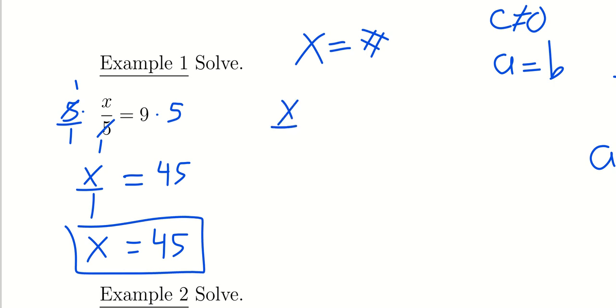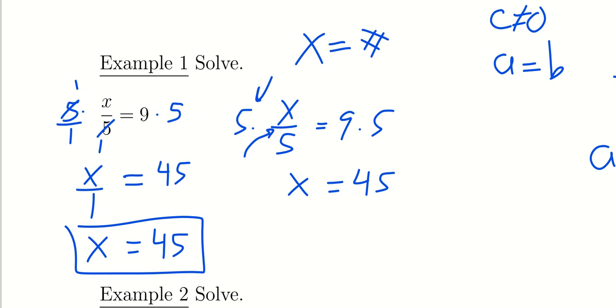When you're working these out, you don't have to put it over 1. If you've done enough of these, you'll kind of understand what will happen. On the left-hand side, we have a multiplication by 5. We also have a division by 5, which are inverses, so they're going to cancel out. And, of course, that'll give us x equals 45.